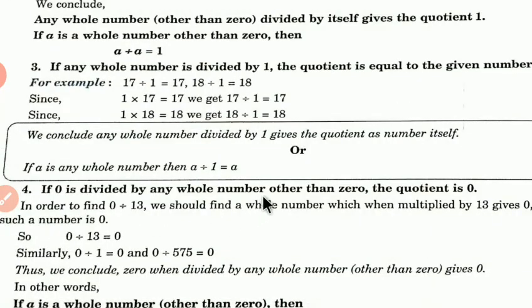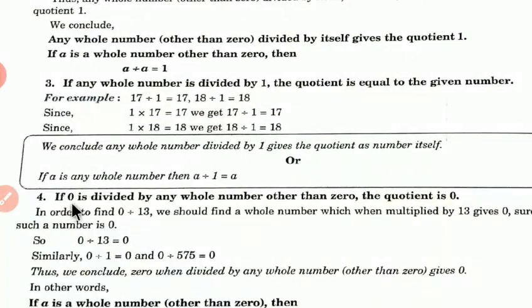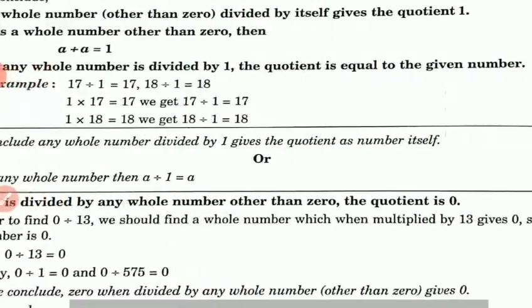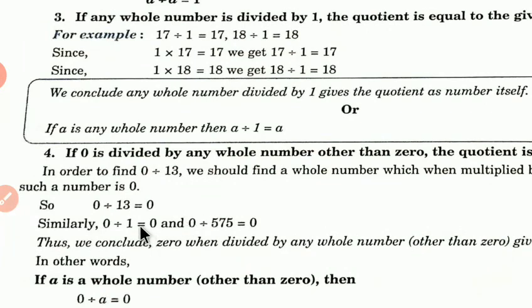Then the fourth one: if 0 is divided by any whole number other than 0, the quotient is 0. If we divide 0 by 1, 2, 3, 13, 15, then you will get the answer 0 only. So we should find a whole number which when multiplied by 13 gives 0. If we want to divide 0 by 13, we have to find a number which multiplied by 13 gives 0. We know that if we multiply any number by 0, then only we'll get the answer 0. So we can say that 0 divided by 13 is equal to 0, or 0 divided by 575 is 0.